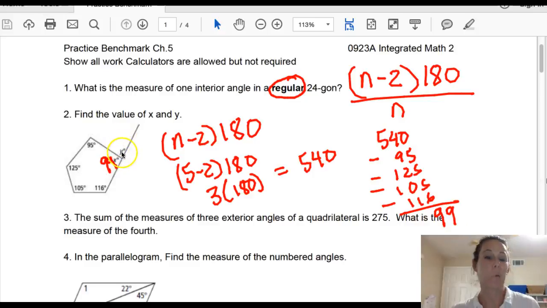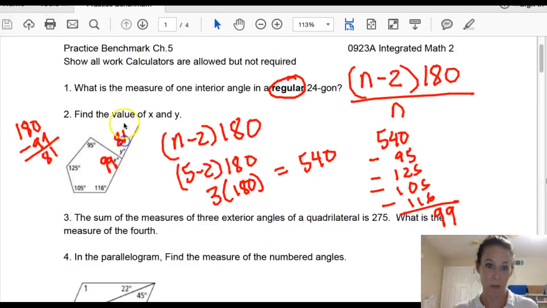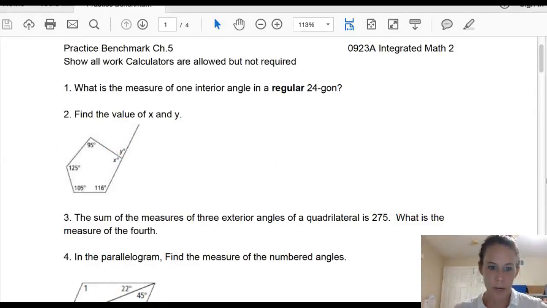And then I can find angle y because this is a line and these will be supplementary. I'm just going to go 180 minus 99. And that should give me 81. So angle y will be 81, and that will be in degrees. All right, okay, let's go on to number 3.